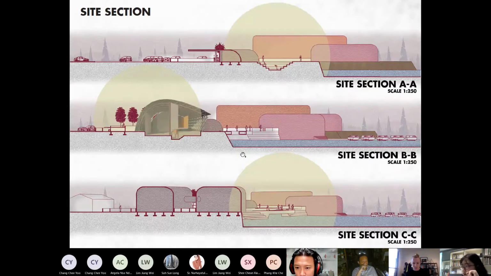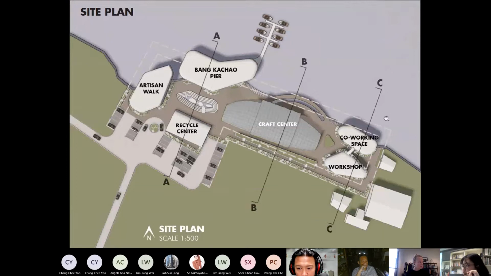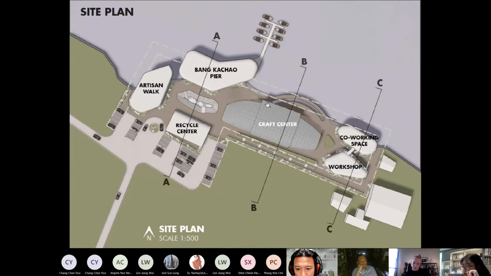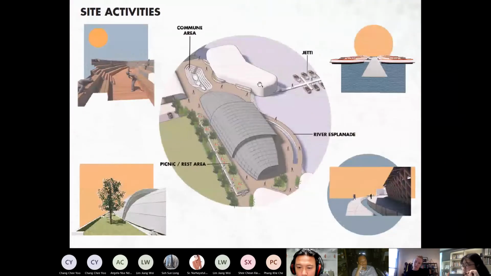And then the third section, which is here, is cutting through the co-working space and the workshop. It's more like a view on the site and also the river esplanade here, where people walk around the site and have a view of the river. So the site activity can be shown in a 3D view, where this is the communal area, this is the picnic and rest area, this is the river esplanade, and coming here is the jetty, the newly proposed jetty for the site.